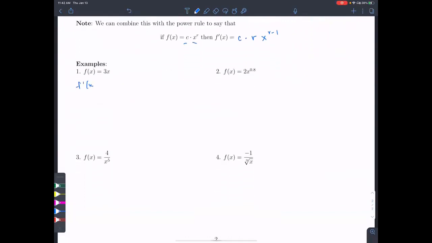So for this one, we have f prime of x is going to equal 3 times, this is x to the 1. So exponent down front, decrease it by 1. So that takes 1 minus 1 here. So you're looking at 3 times x to the 0, which is 1. So just 3 would be the derivative there. All right, for number 2, f prime of x equals 2 times exponent down front, so 0.8 x to the 0.8 minus 1. So 2 times 0.8, which is 1.6, x to the 0.8 minus 1 is negative 0.2.